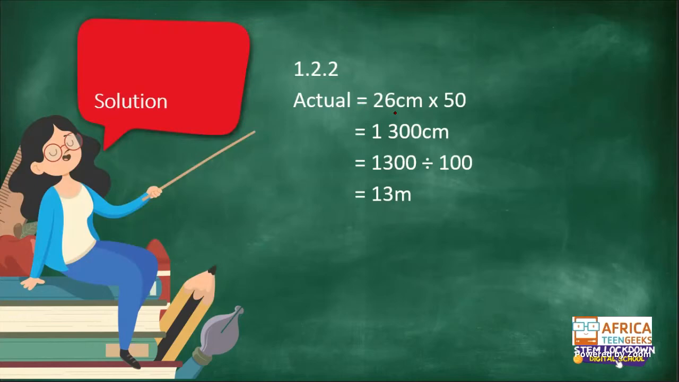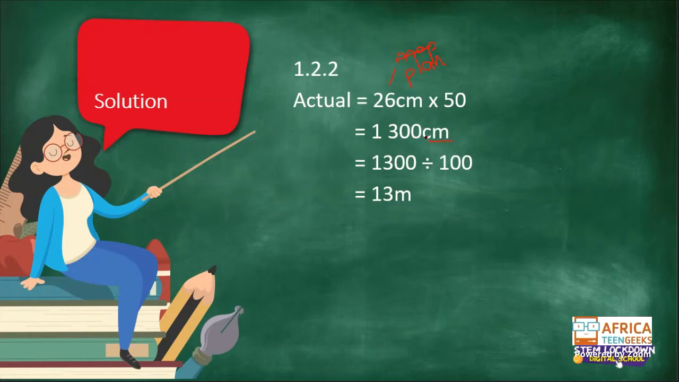Okay, we're now changing centimeters to meters. Remember, it is 26. This is the map distance, so in this case, it's the plan length, times the real part of the scale. So 26 times 50. The answer is 1,300 centimeters. But now they said they wanted their answer in meters, not in centimeters.